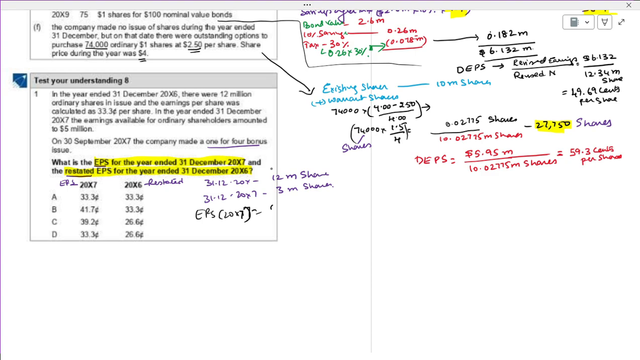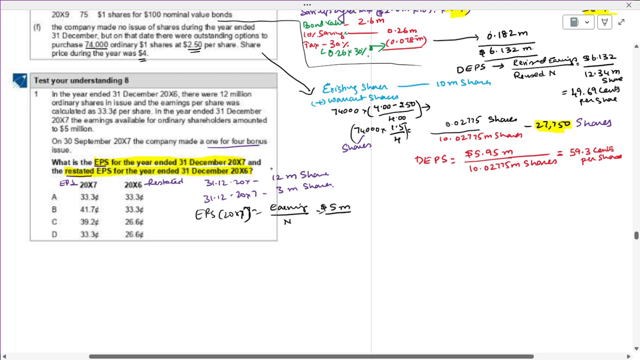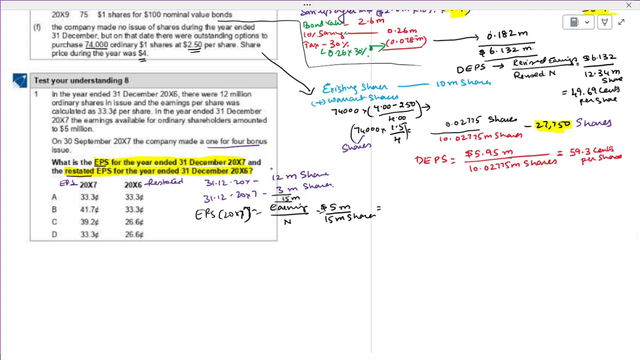What are the earnings? Earnings divided by number of shares. Earnings are $5 million divided by the number of shares. How many shares are there by 31st December 2007? 15 million shares. What is the earnings per share? 5 divided by 15 is 0.333, 33.3 cents per share.